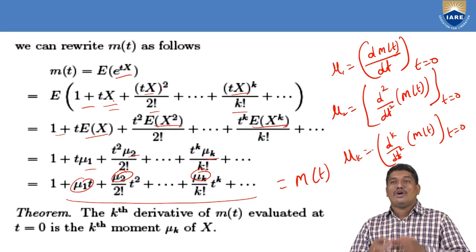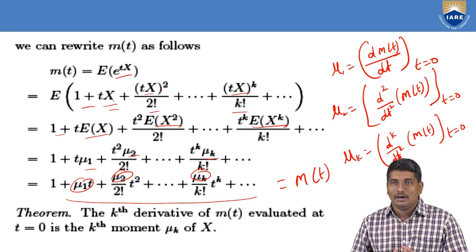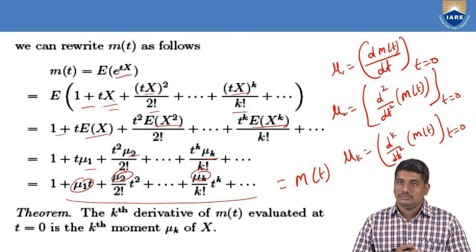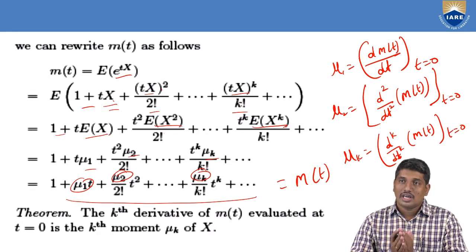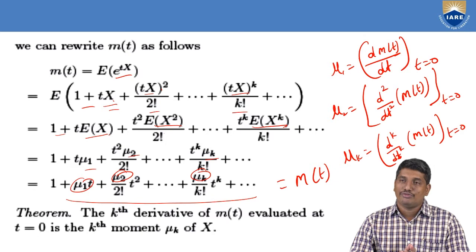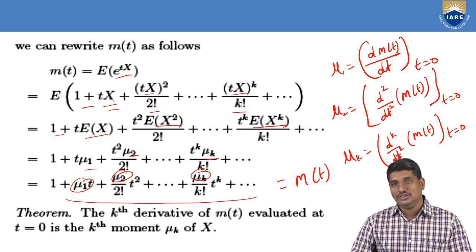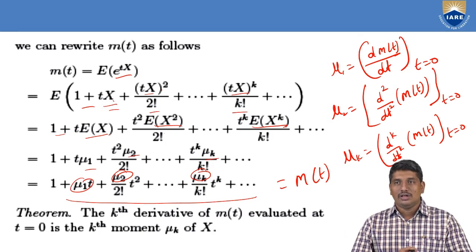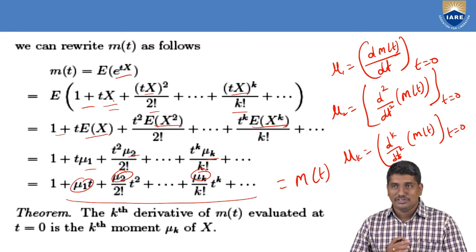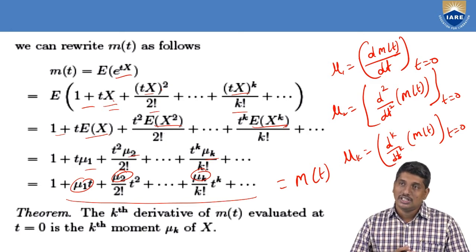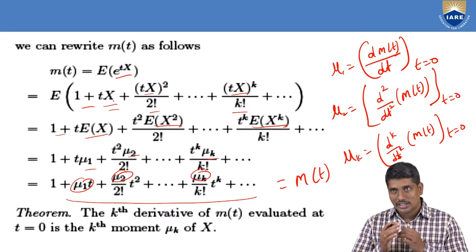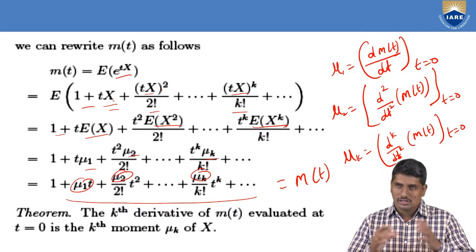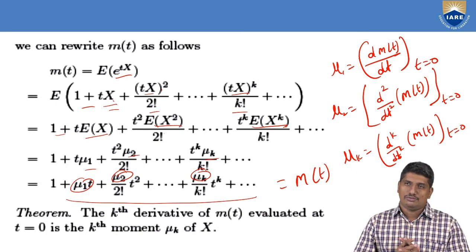So every moment is nothing but a derivative. The second moment is the second derivative of M of t, the third moment mu3 is the third derivative of M of t, and the kth moment is nothing but the kth derivative of M of t with the substitution t equal to 0. So moments are nothing but the derivatives, the rates of change of the moment generating function at the origin, that is t equal to 0. That we can understand as time 0. So these are two perspectives over moments.